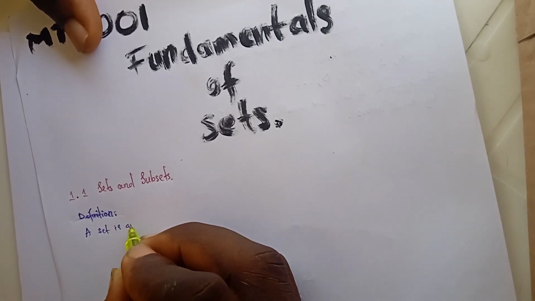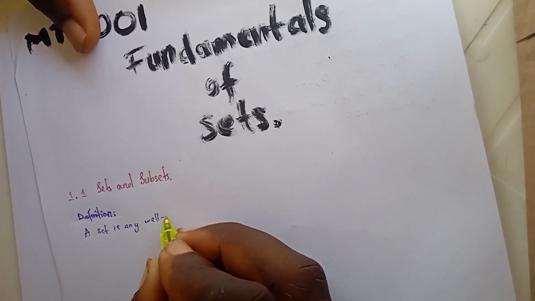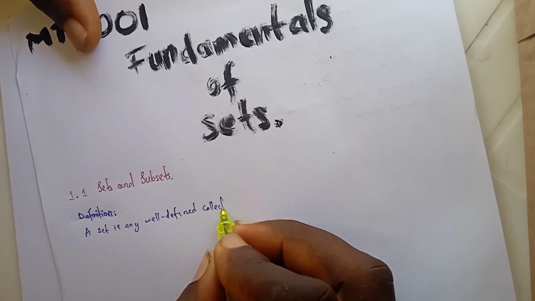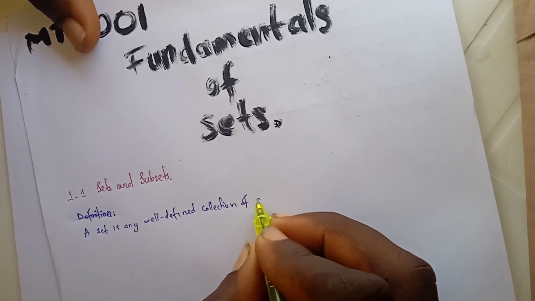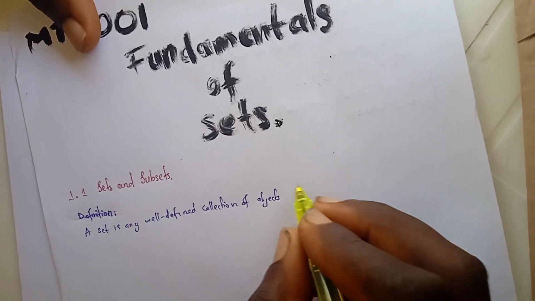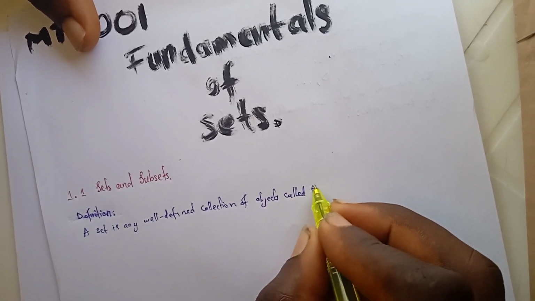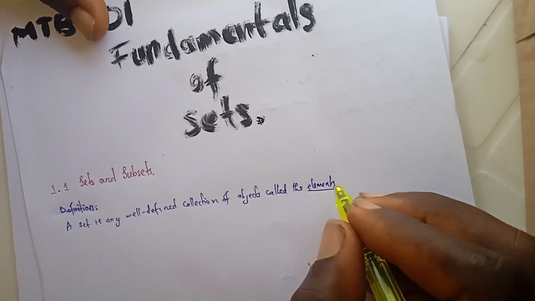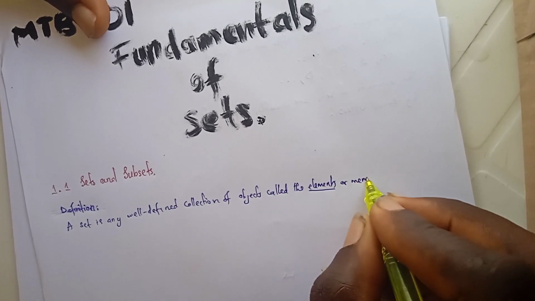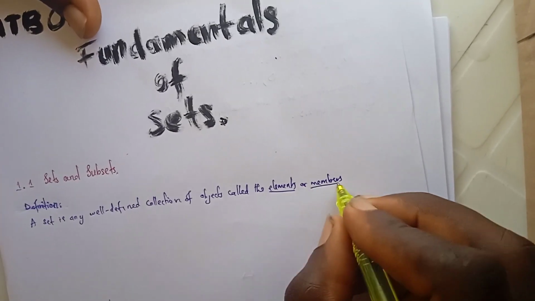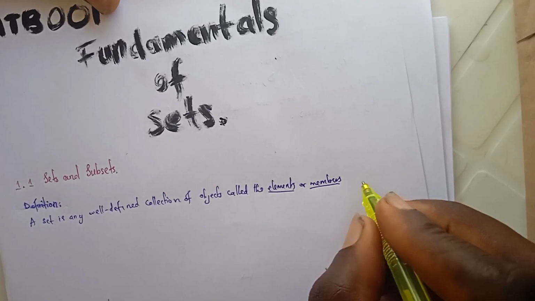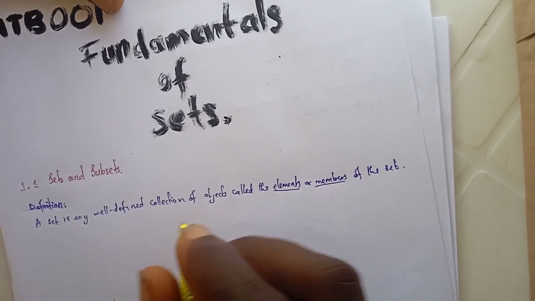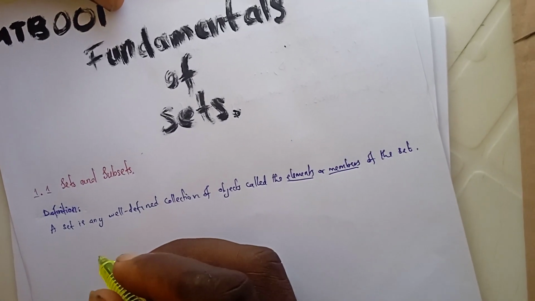A set is any well-defined collection of objects called the elements, or members, of the set. Okay. So that's where we define it.